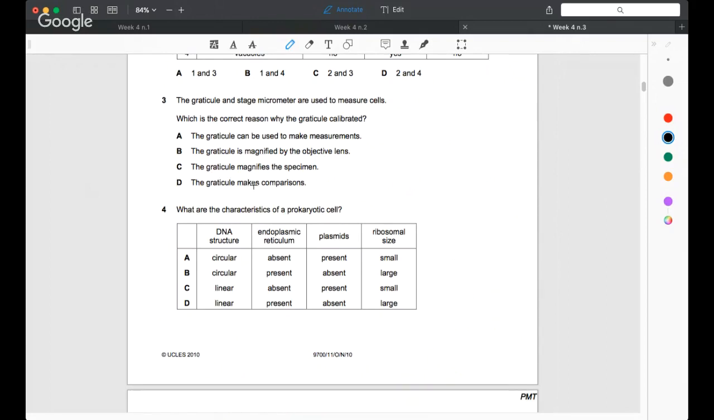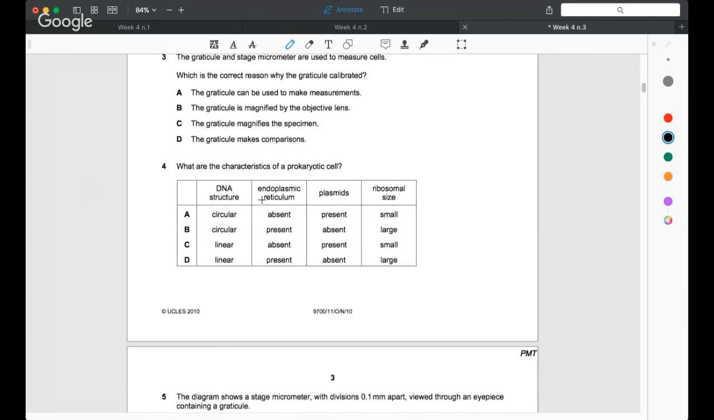You can use the graticule to make comparisons, but it's a fallacy here because it's saying that the graticule itself makes comparisons. Which I know is frustrating, but the graticule itself doesn't do any thinking, obviously. So it can be used to make comparisons, just like if they wrote here, the graticule makes measurements. I knew that B and C were definitely incorrect. And then it was just wording. Okay. Cool. Next question.